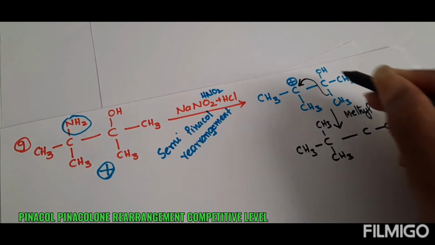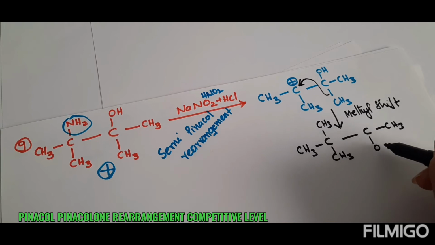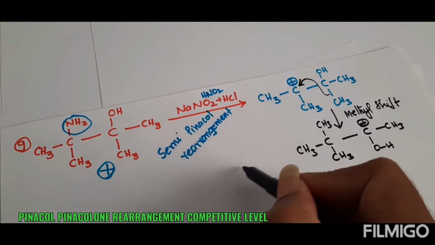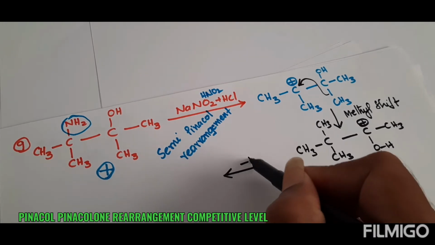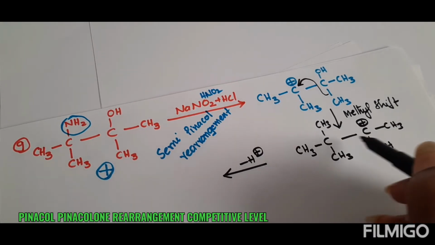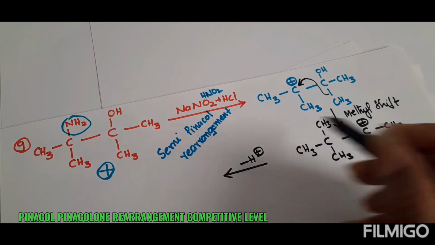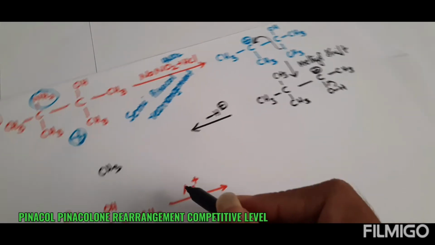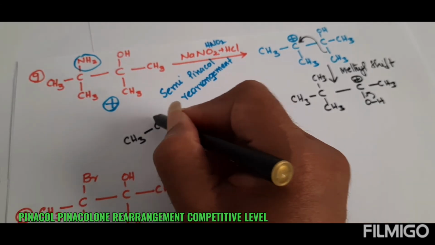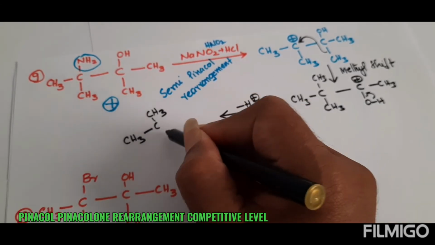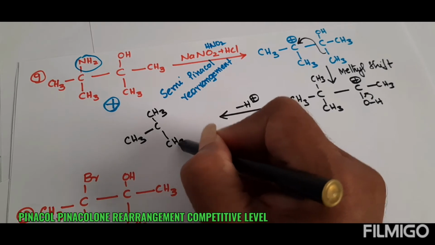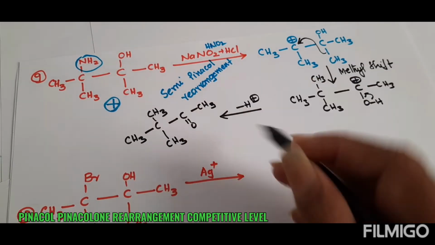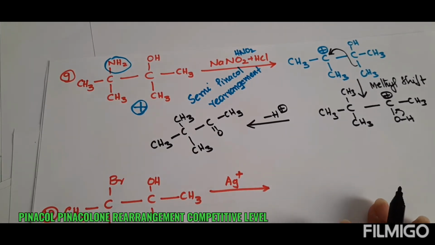CH3, here is OH, and this is the positive charge. Finally, it loses the H plus, and pinacolone is the product. That's why this is called semi-pinacol rearrangement. So the product will be pinacolone, but it is not formed from the pinacol.